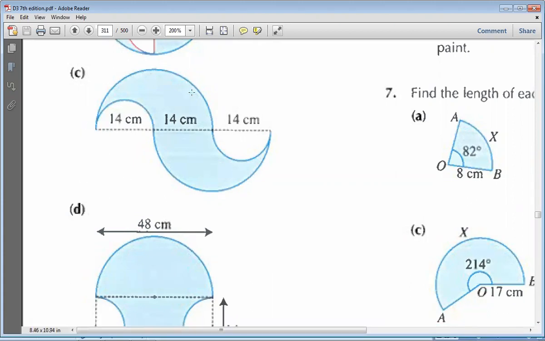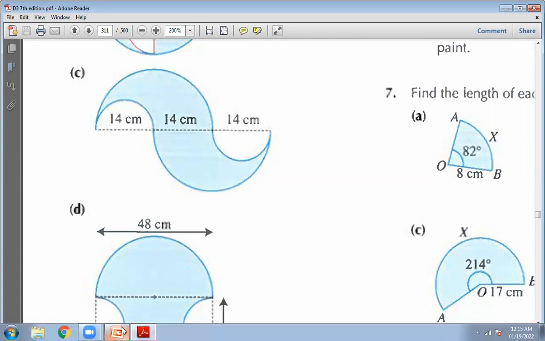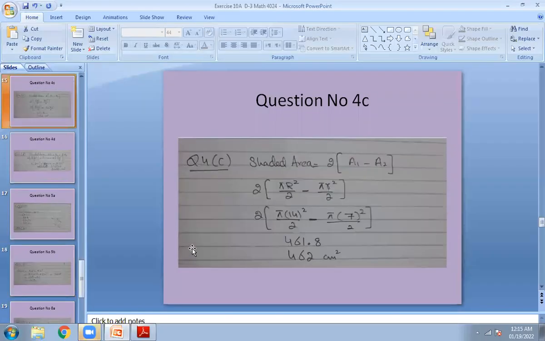So the area of the big semicircle, pi r square by 2, its radius will be 14, minus the area of this small semicircle. Its radius will be 7. The formula will be pi r square by 2. And the difference, and then I will double it. So let's have a look at how I have done this. And here we go. So the strategy is 2 times we will have.